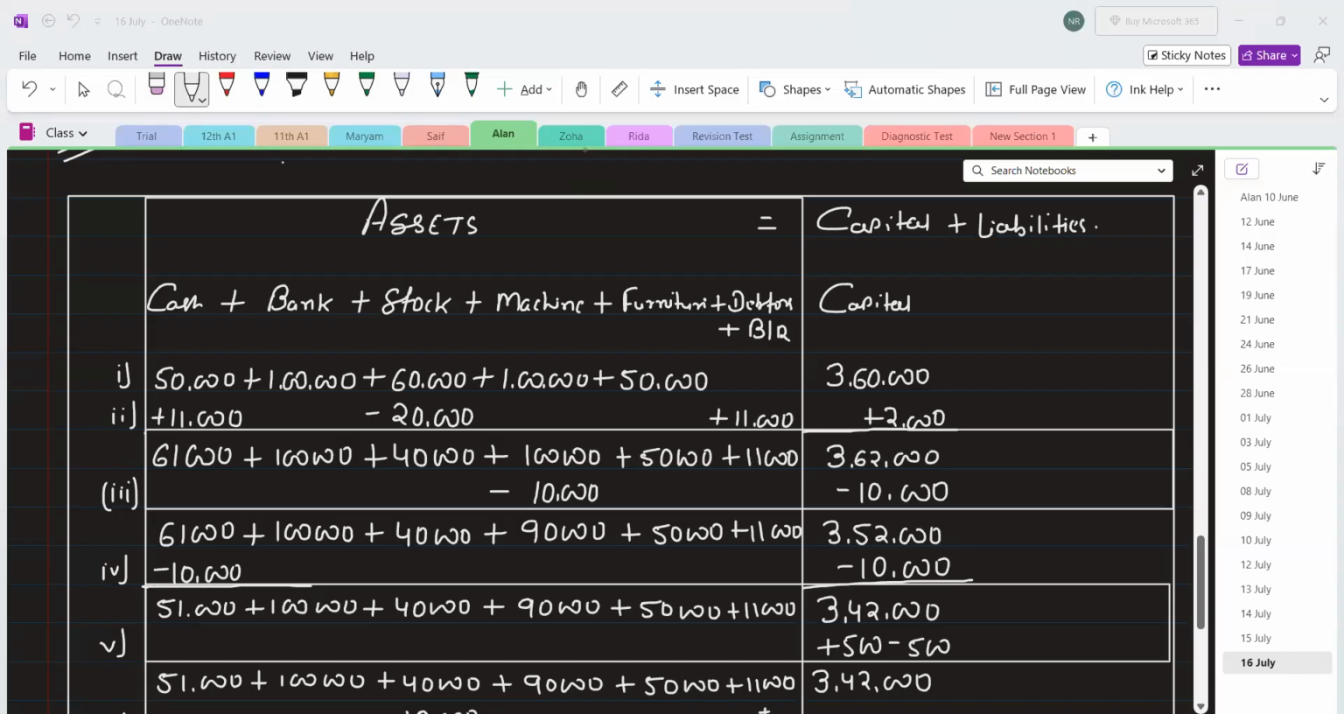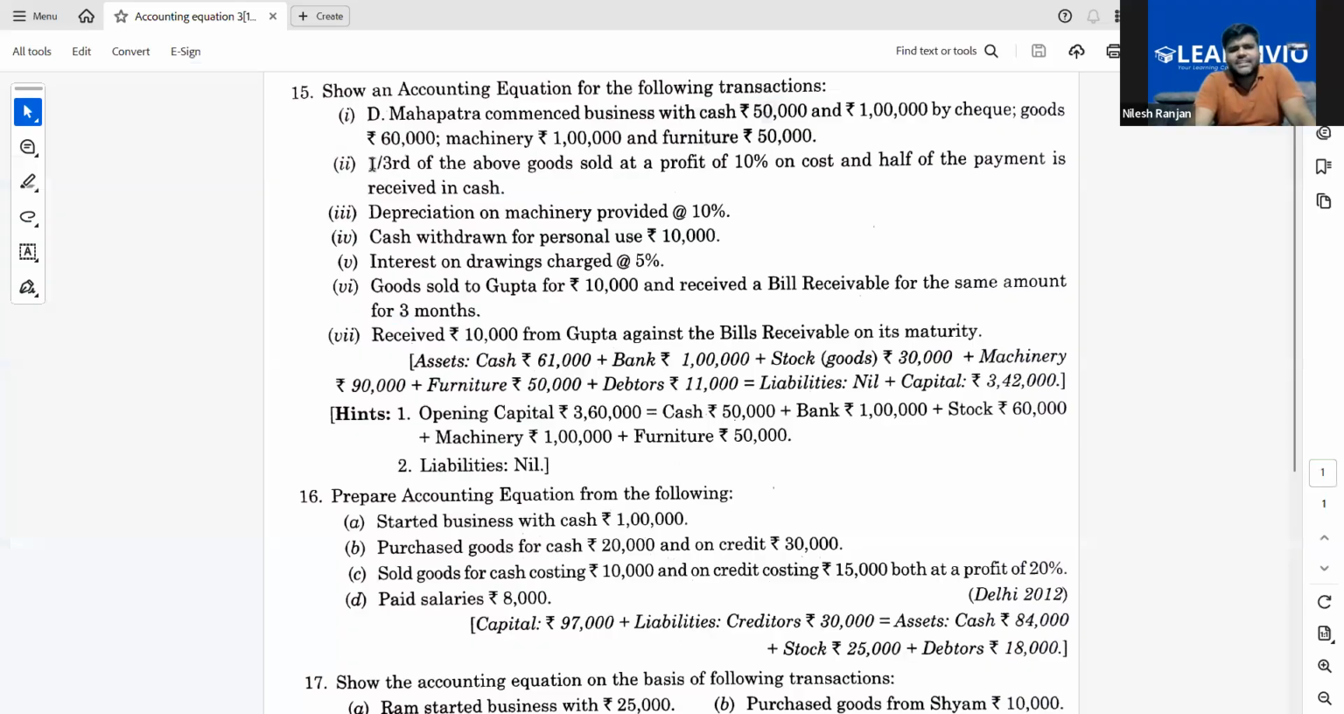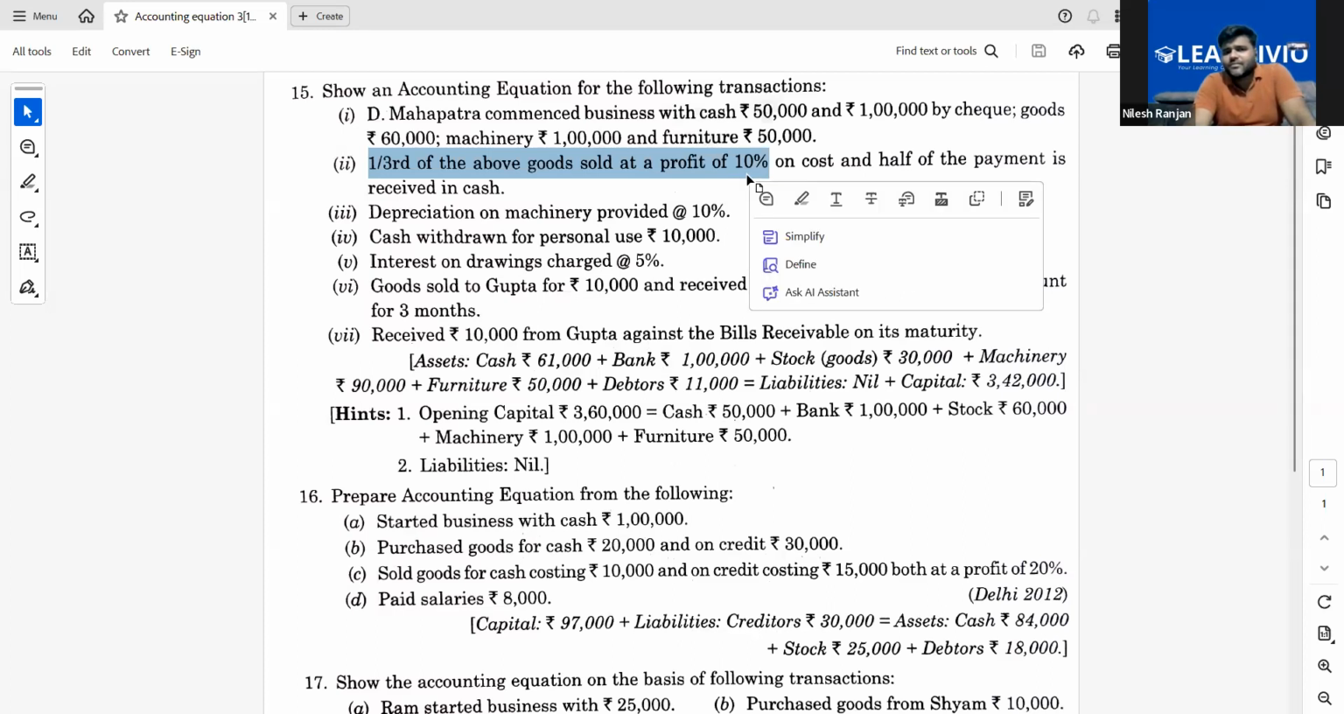So in the second transaction, what have you written? The amount, can you tell me? I wrote 3,000 in cash, 6,000 reduced from. It is clearly said that 1/3 of the above goods sold at a profit of 10%. Is this clear to you? Yes, sir. Can you tell me how to do it?